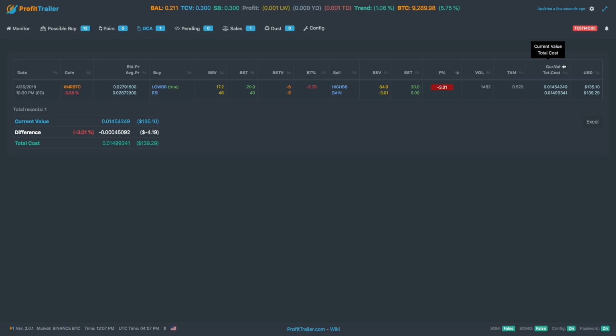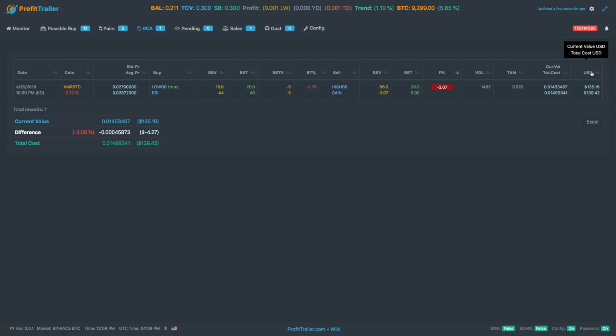Second from last column, you have current value and total cost. Current value being the current total value of the holdings of this coin that you currently have. Okay, and then your total cost is how much you actually paid for all of that holding of that coin. So this is actually pretty useful for gauging how far from profit you are or how far from your initial entry to this position the coin pair is.